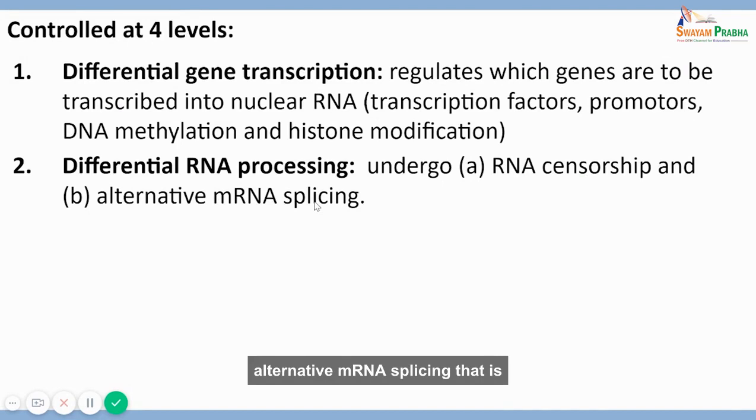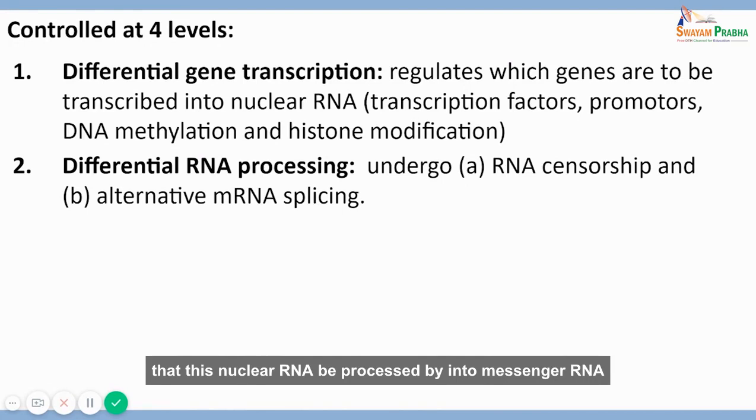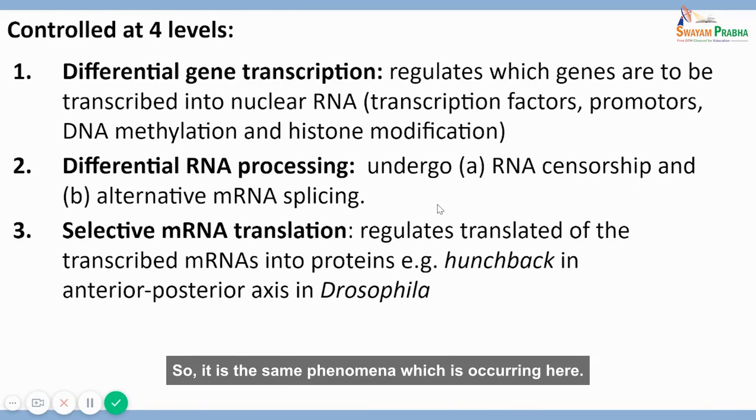That is, that this nuclear RNA be processed into messenger RNA by the removal of introns and selective combination of exons to form particular proteins which are required by that cell. You must have studied this phenomenon of alternate mRNA splicing during your molecular biology classes. So it is the same phenomenon which is occurring here.